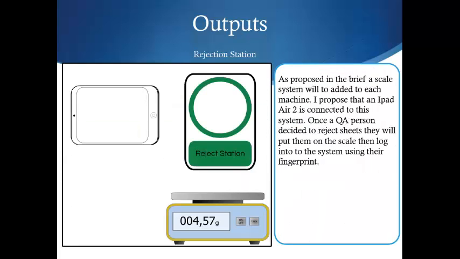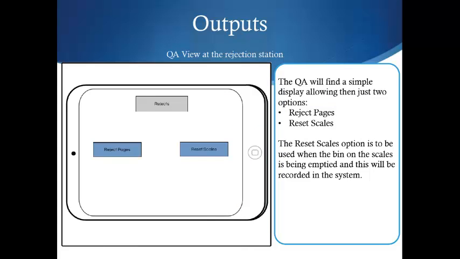Our next output regards our reject station. As proposed in the brief, a scale system will be added to each machine. I propose that an iPad Air 2 is connected to this system. Once a QA person decides to reject sheets, they will put them on a scale and log into the system using their fingerprint. There will be a very basic screen available to the QA on logging in, and it will give them two options. They can either reject pages or reset the scales.